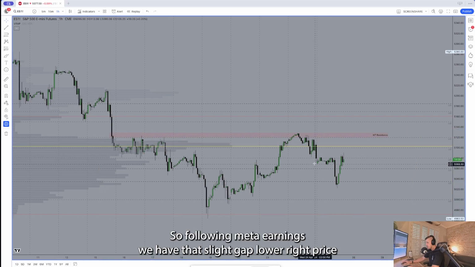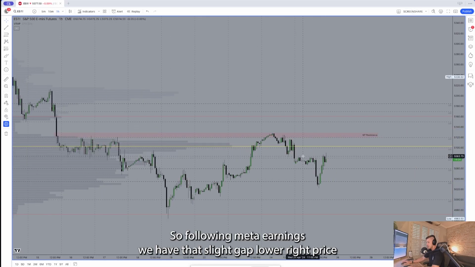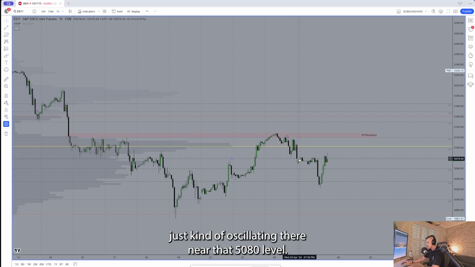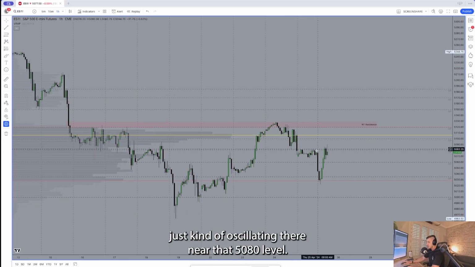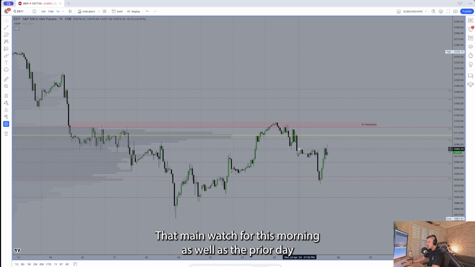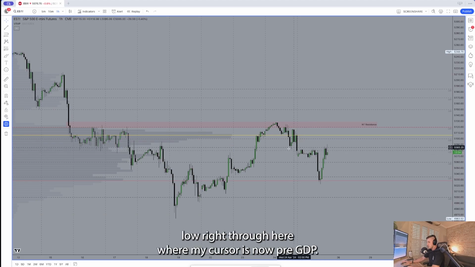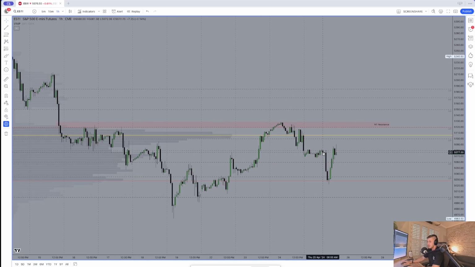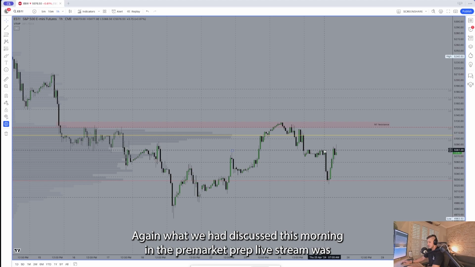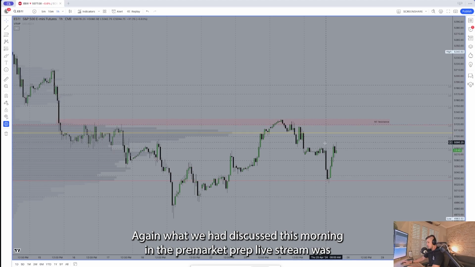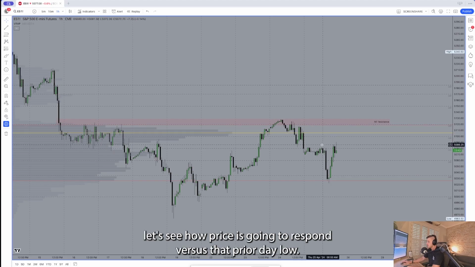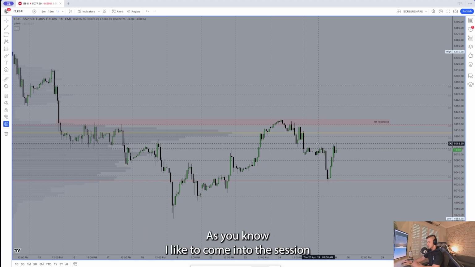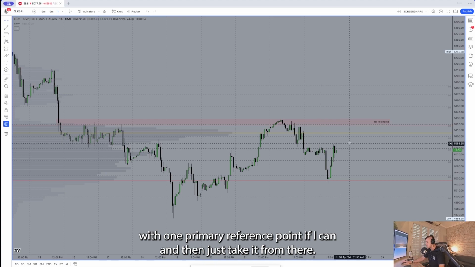So following Meta earnings, we have that slight gap lower, right? Price just kind of oscillating there near that 50-80 level, that main watch for this morning, as well as the prior day low right through here where my cursor is. Now, pre-GDP, again, what we had discussed this morning in the pre-market prep live stream was, let's see how price is going to respond versus that prior day low. As you know, I like to come into the session with one primary reference point if I can, and then just take it from there.